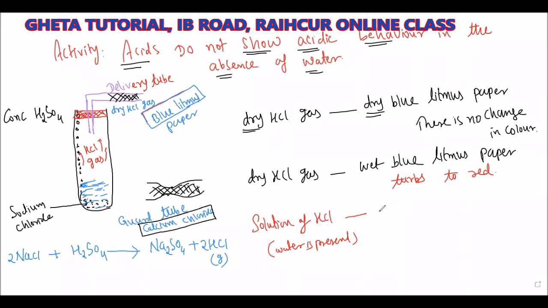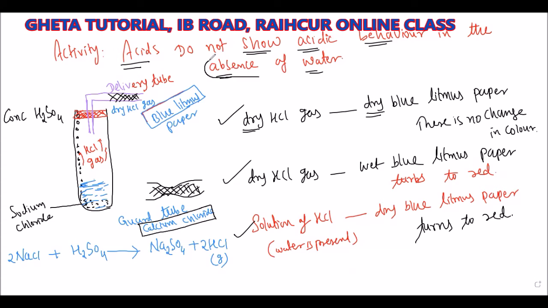Now this solution of HCl is passed through the dry blue litmus paper. So whether any change in color? Yes, so the dry blue litmus paper also turns red. So in these 1, 2, and 3, what have you observed? From this activity, we have concluded that acids do not show the acidic behavior in the absence of water.